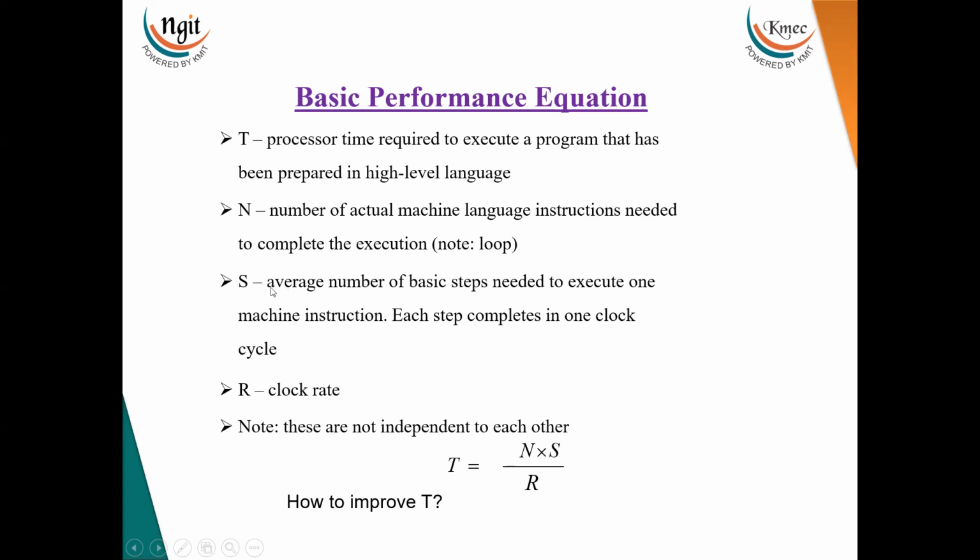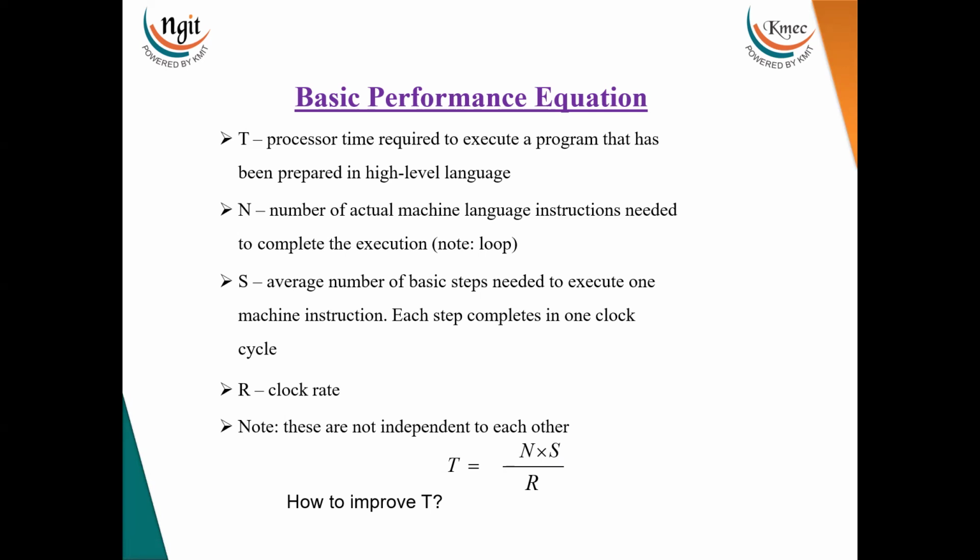Now S is the basic steps needed to execute one instruction, which we have just discussed, and R is the clock rate. We have just discussed it is the reciprocal of the clock cycle. Now to calculate T, the total execution time, T is equal to N into S divided by R, where N is the number of instructions and S is the number of basic steps involved per instruction. For example, if 10 instructions are there and the average number of basic steps is 3, then N into S is equal to 30, and R is the clock rate. Clock rate is nothing but a frequency. So from system to system, this clock rate will change.